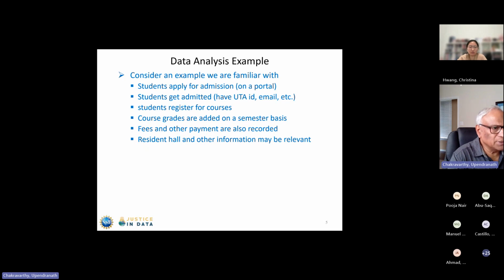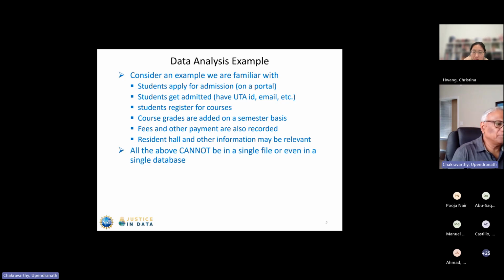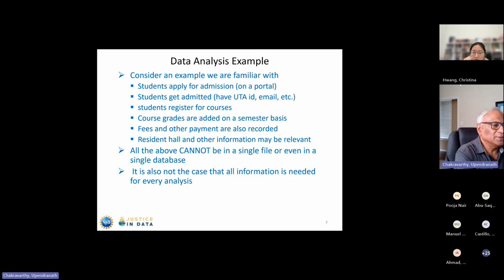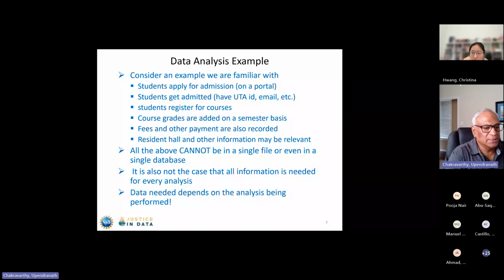So these are different types of data on the same students that are being collected, but you cannot assume they're all going to be in one place or one file or one DBMS either. So all the above cannot be in a single file or even in a single database. It's also not the case that all information is needed for every analysis. So the data needed depends on the analysis being performed. And so you have to identify the data that you need, the sources where it comes from, understand the data, and then perform the analysis.